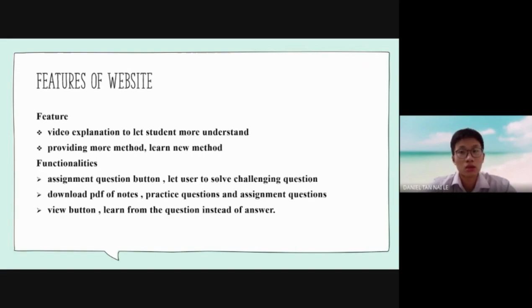So that's all the features and functionalities that our group proposed for the website.